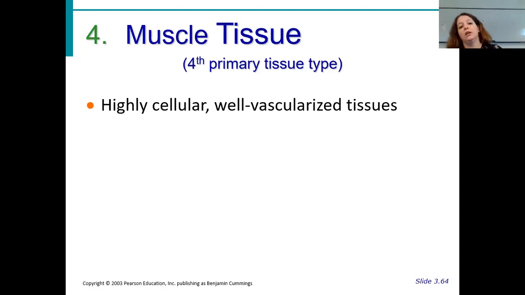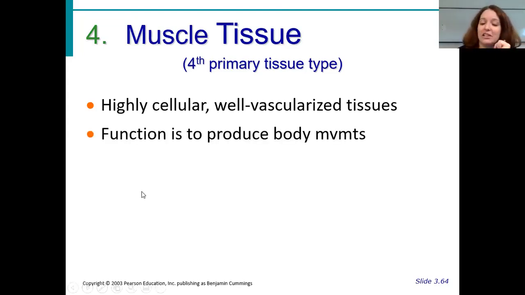Muscle tissue. Hopefully you know you have three types of muscle tissue. You have cardiac, skeletal, and smooth. Oh, good, I remembered them all. Muscle tissue is highly cellular and very well vascularized because it takes so much energy to power our muscles. They have to have a ton of oxygen supplied to them because remember, we do cellular respiration and you need oxygen as the end stage.